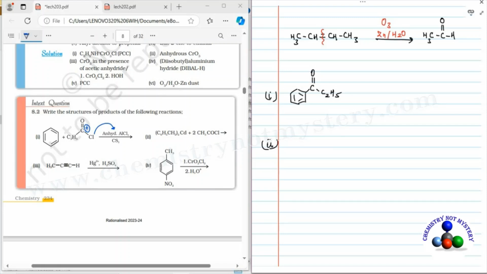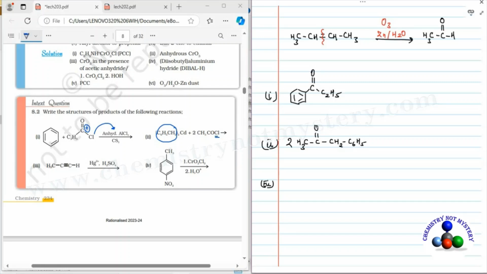Here this is (C6H5CH2)2Cd, meaning R2Cd, when it reacts with acid chloride, Cd will remove Cl in the form of CdCl2. And here you will get CH3 C double bond O. One of the R groups will get attached to this CO. So here you will write CH2 single bond C6H5. So here you will get two molecules of the ketone. Now come to the third question.